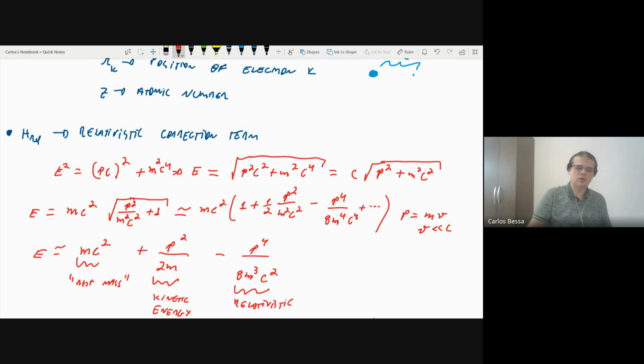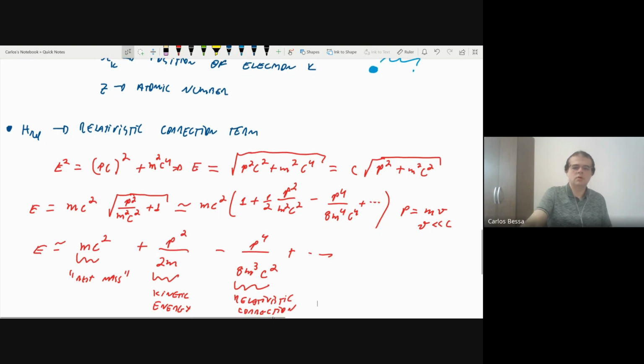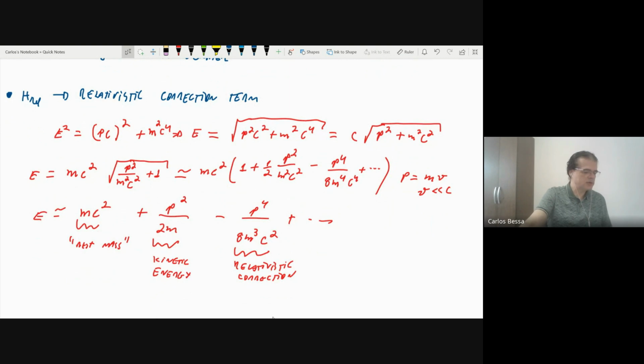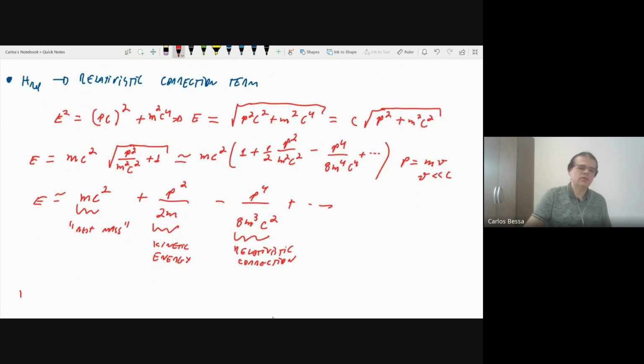Relativistic correction, plus the other terms. So the Hamiltonian associated with this relativistic correction is these terms. H relativistic is about minus p to the 4th over 8 m cubed c squared. Okay.